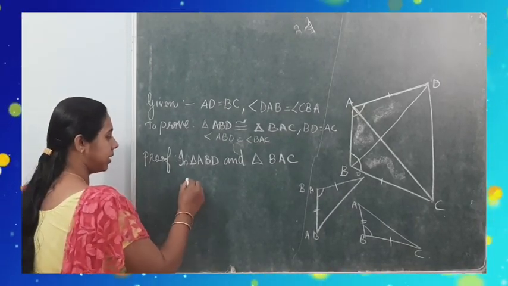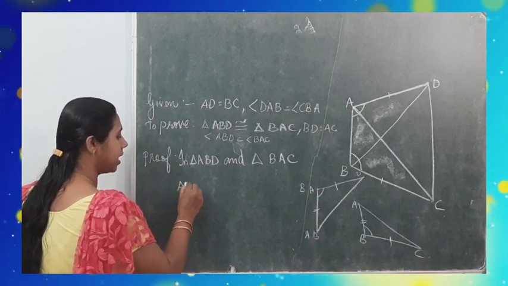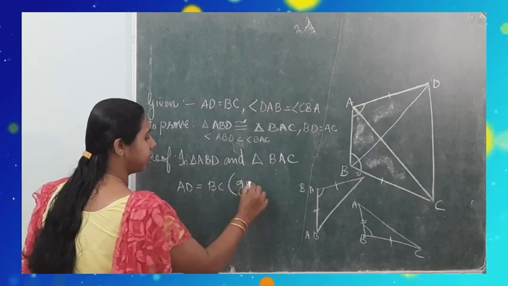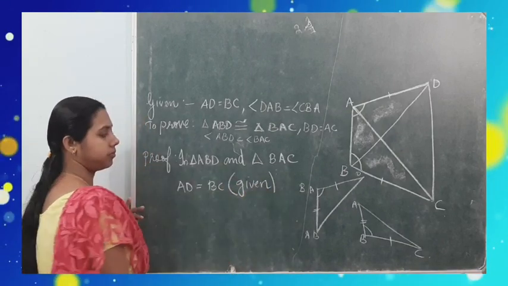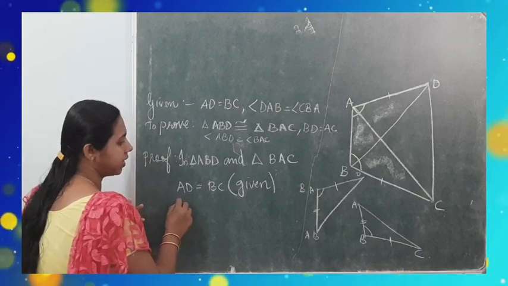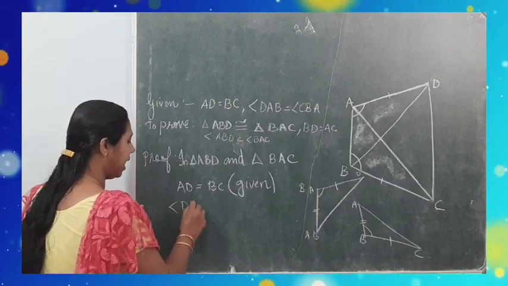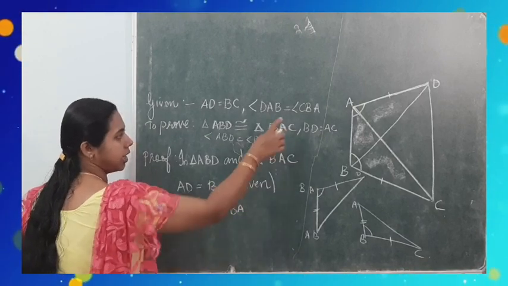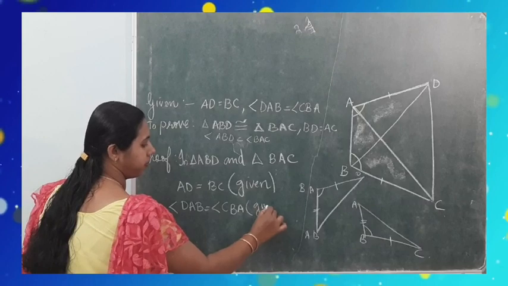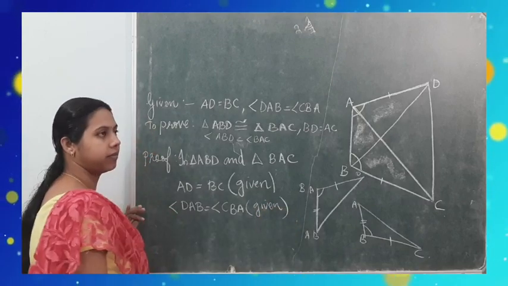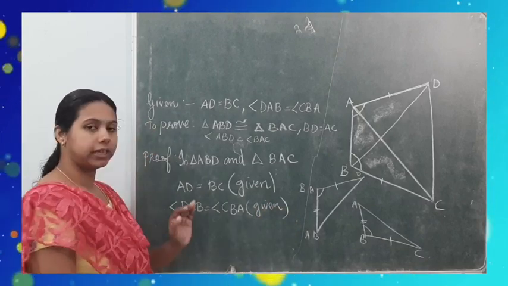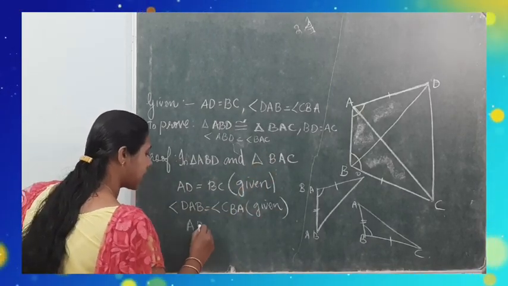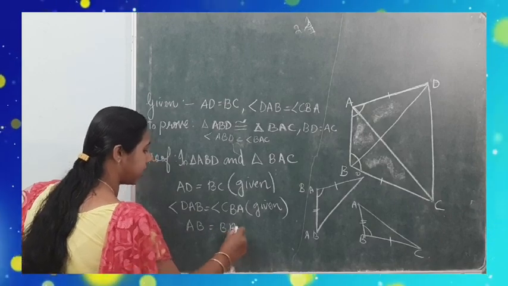we know that it is given for you AD equal to BC. The reason: it is given in the question. Then second one is angle DAB is equal to angle CBA. That is also given in the question. And we identify the third equal part, that is the common side AB equal to BA, not AB.